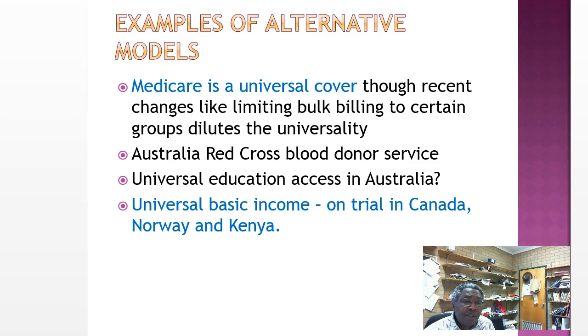Canada, Ontario, they are trying it. They've been trying it also in Norway. And the surprise one is Kenya. It's not being done by the government, but it's being done by some NGOs. They're trying to see what would happen if everybody in the village gets provided with an income, irrespective of how well off they are.